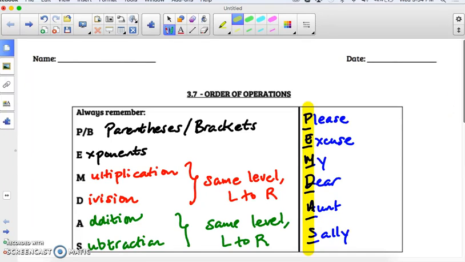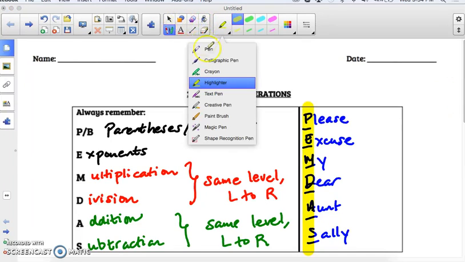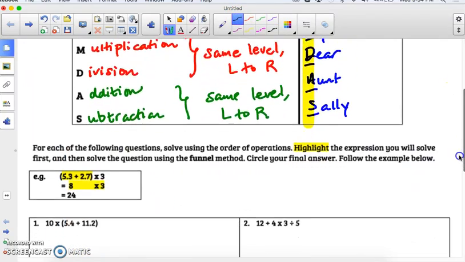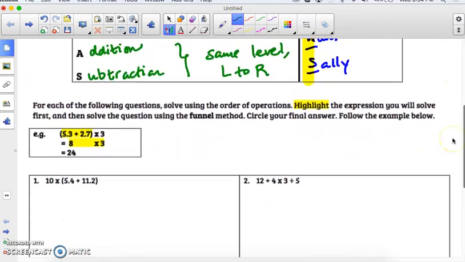Now let's start to apply this in a question. I'm going to go back to my pen here in black. So let's scroll down the page here. It says in the instructions, for each of the following questions, solve using the order of operations. Highlight the expression you will solve first and then solve the question using the funnel method.